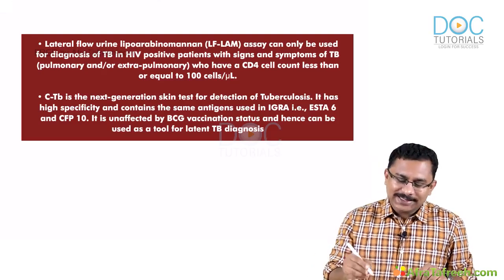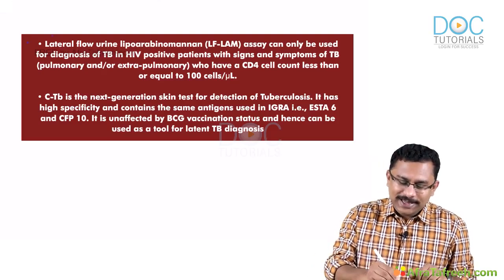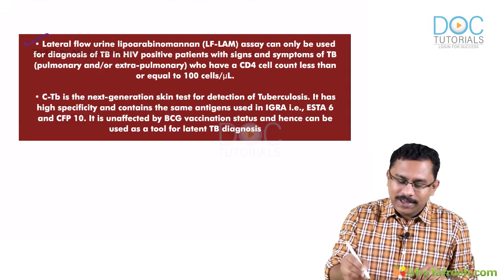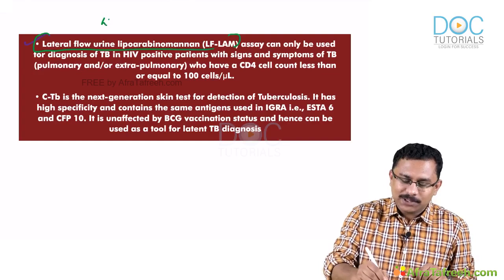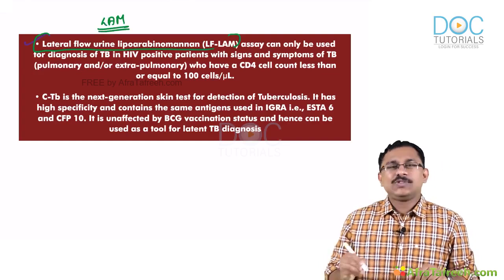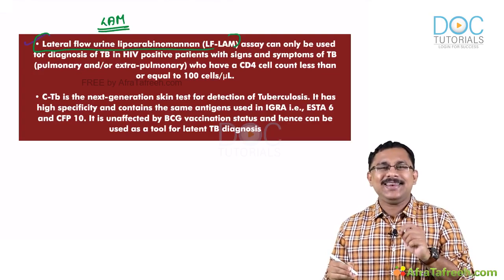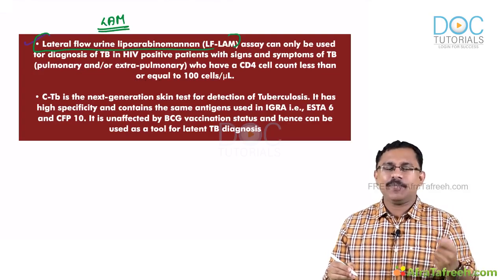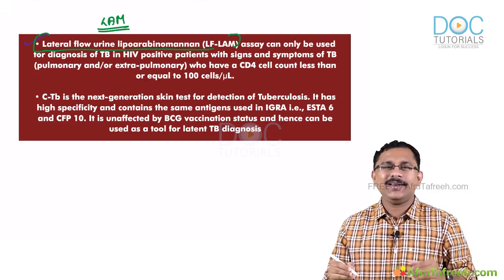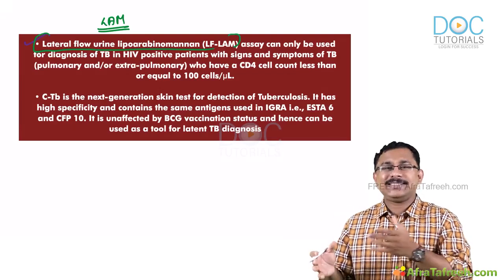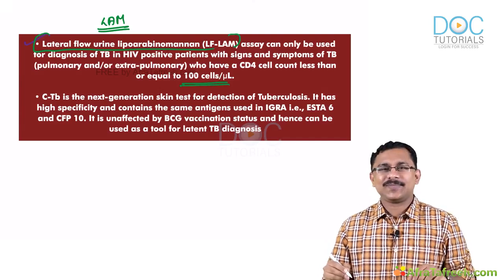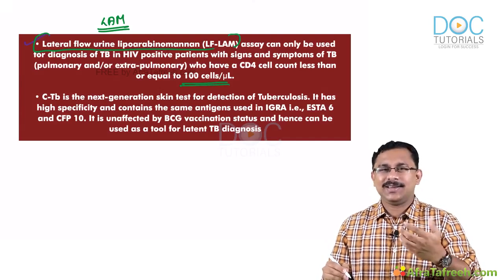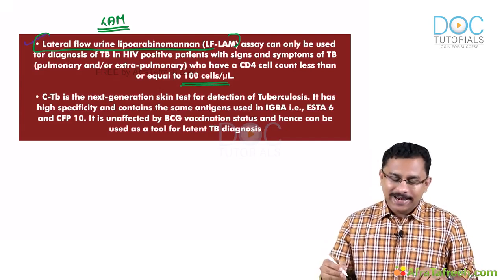Okay, so let's see. The first one is the lateral flow urine lipoarabinomannan test. That is your LAM test, which is done in urine. This test is usually done in HIV positive patients who are having symptoms and signs of tuberculosis and a CD4 count that is less than 100. These are the patients in whom you can do a urine LAM.